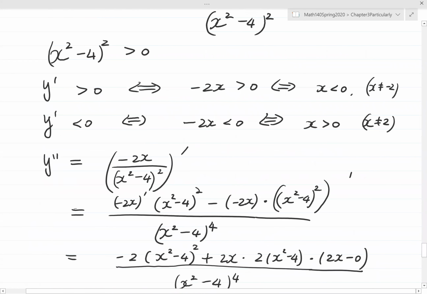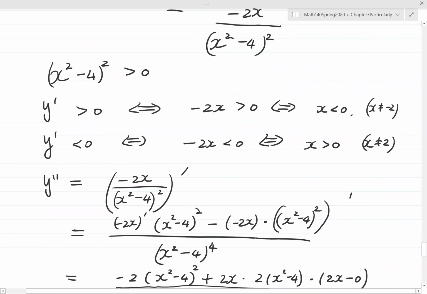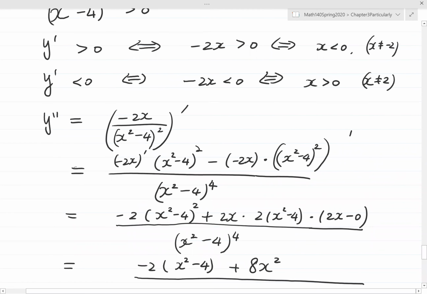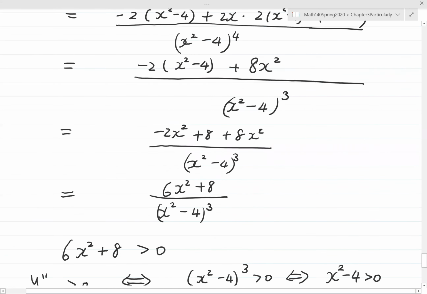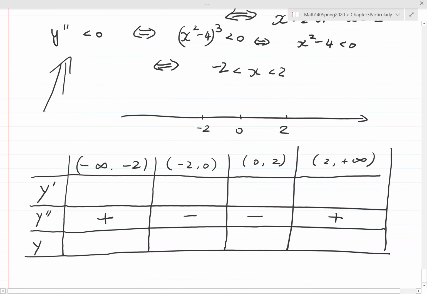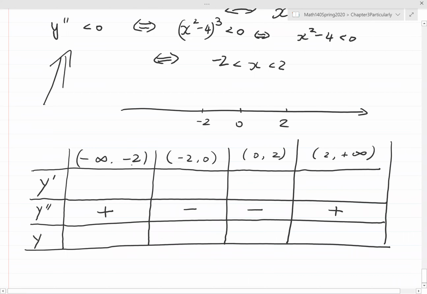First derivative is determined by the factor negative 2x. So if x is positive, then the first derivative is negative. So its sign is opposite of the sign of x. From negative infinity to negative 2, x is negative, then y prime is positive. Here from 0 to 2, x is positive, then y prime is negative. X from 2 to infinity, x is positive, y prime is negative. So we are done with the first derivative.